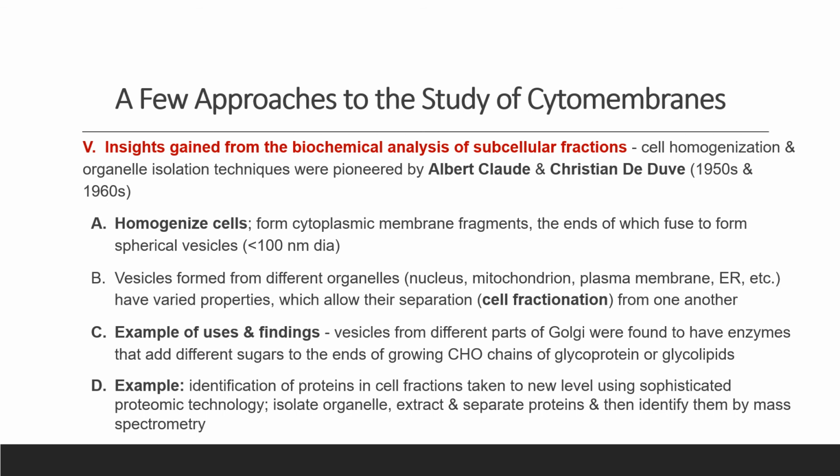Vesicles formed from the different organelles have varied properties which allow their separation, or cell fractionation, from one another. Examples of the uses and findings are the following. Vesicles from different parts of the Golgi were found to have enzymes that add different sugars to the ends of growing protein chains of glycoproteins or glycolipids. And identification of proteins in cell fractions was taken to a new level using sophisticated proteomic technology, wherein you can isolate an organelle, extract and separate proteins, and then identify them by mass spectrometry.